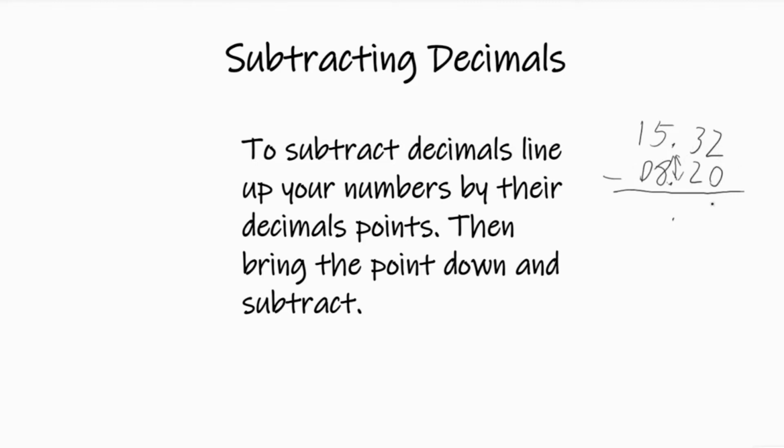So, 2 minus 0 is 2. 3 minus 2 is 1. And then 5 minus 8, we can't do that. So, we take the 1, 15. So, 15 minus 8 is 7. So, the answer to 15.32 minus 8.2 is 7.12, or 7 and 12 hundredths.